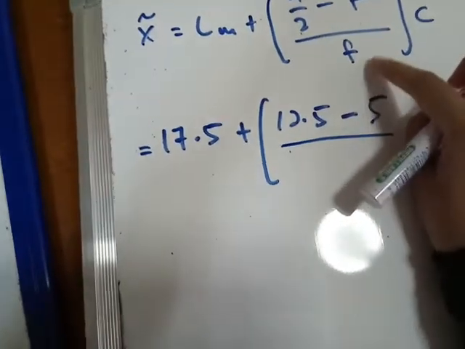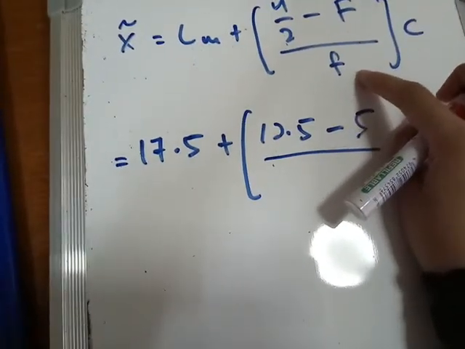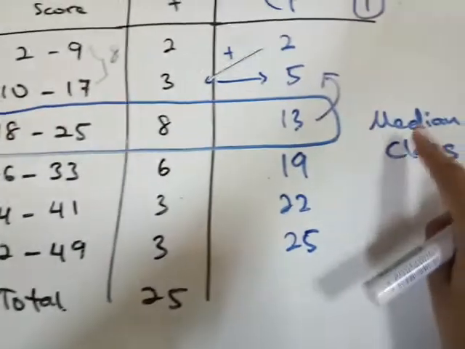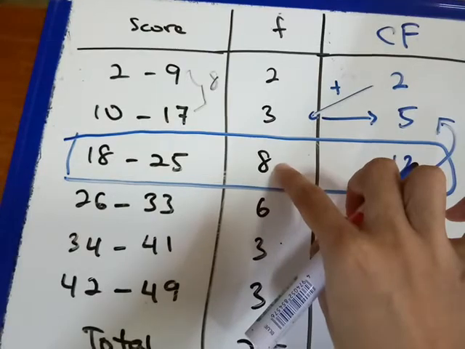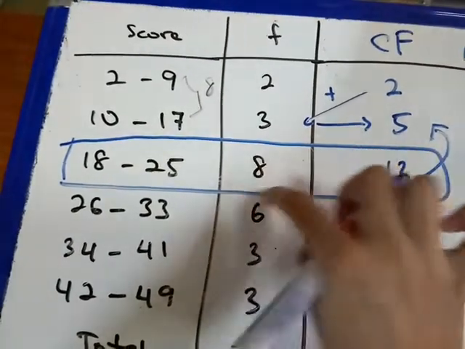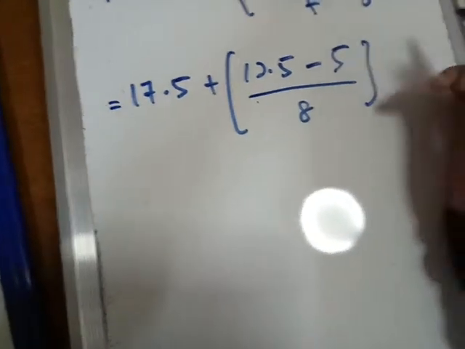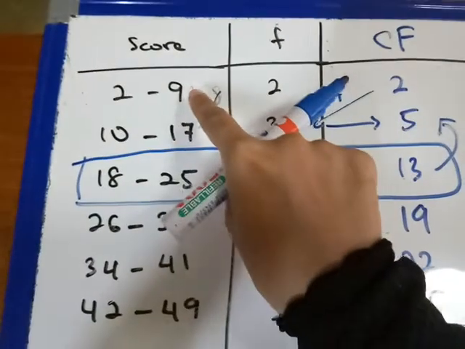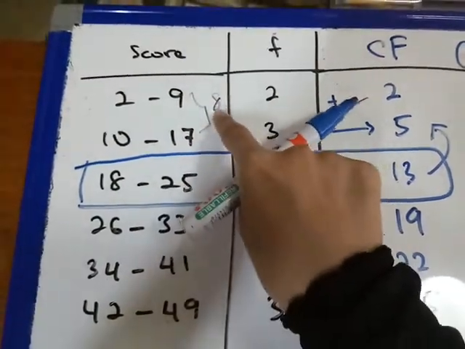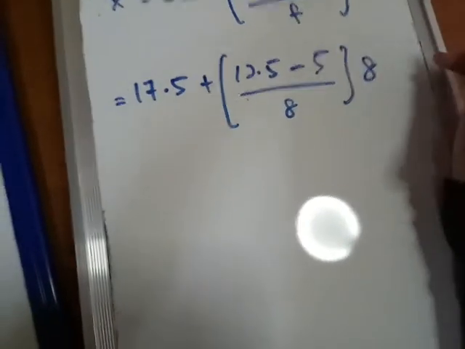Divide by small f. Small f is the frequency of the median class. We want the frequency of the median class, not before or after, which is 8. So divide by 8, times C. What is C? C is the class size, which I showed earlier: the difference between the first class and the second class, which is 8. So the class size is 8.